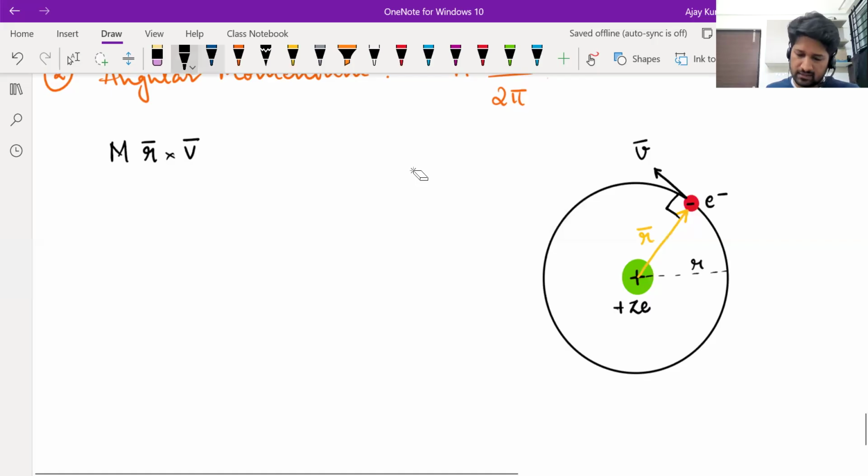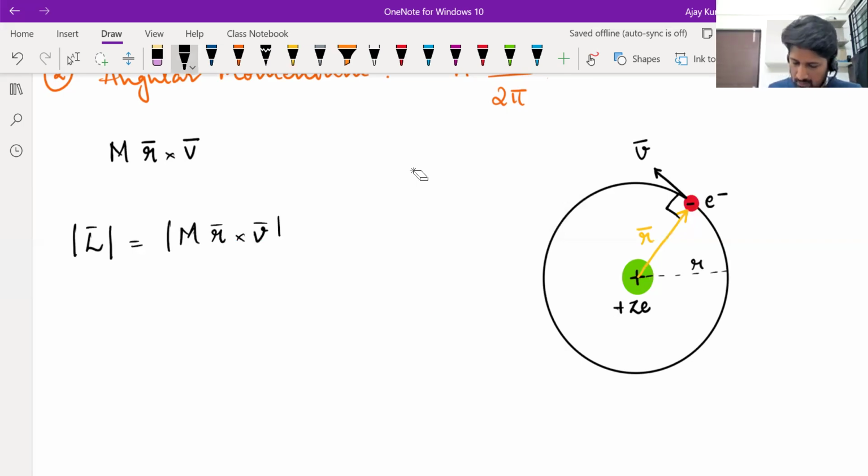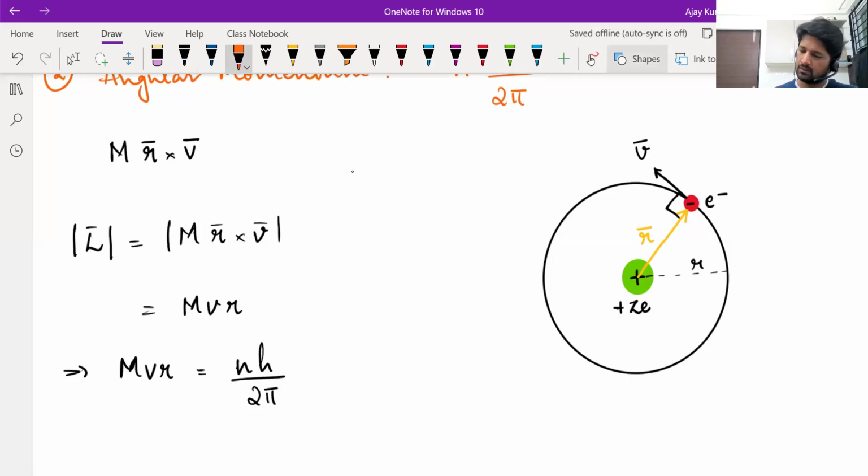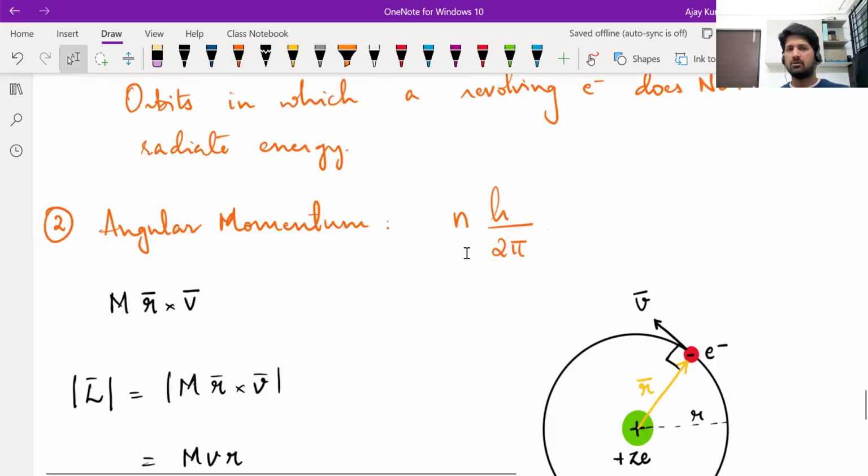The angle between r and v is 90 degrees. Since the angle is 90 degrees, the magnitude of angular momentum, that is the magnitude of m r cross v, becomes m v r sin 90, that is mvr. Therefore, according to the second postulate of Bohr's model, mvr, the angular momentum of the revolving electron, should be an integral multiple of h by 2 pi. So mvr is equal to nh by 2 pi. Very important and useful equation. Only in such orbits does the electron not radiate energy.